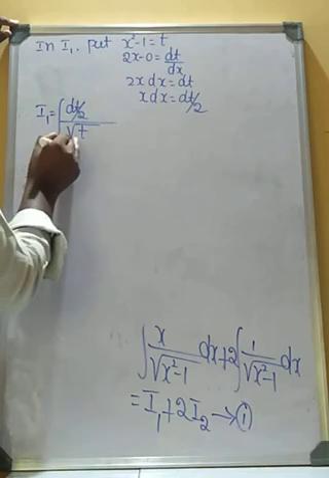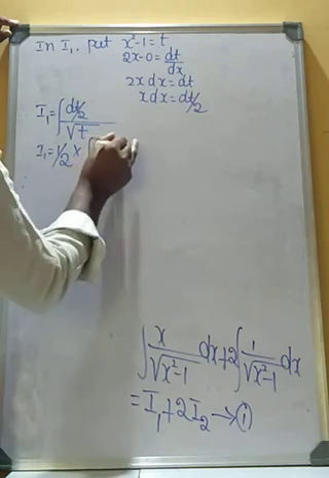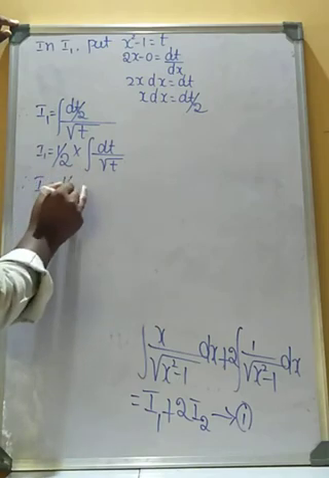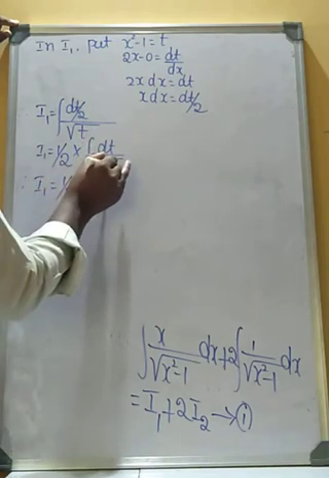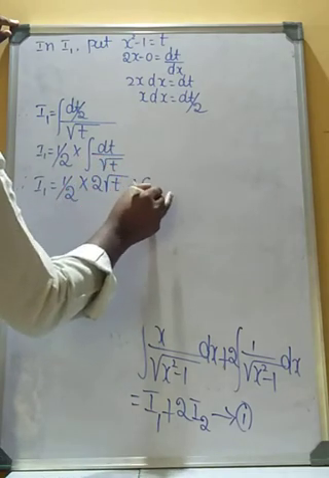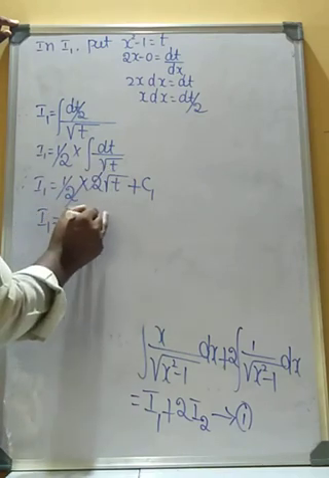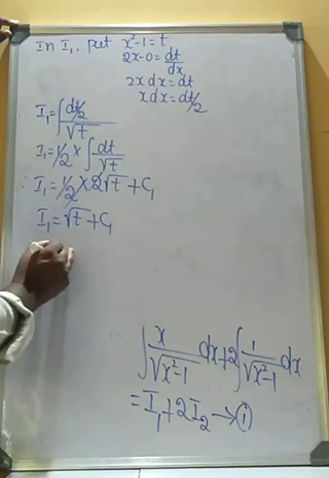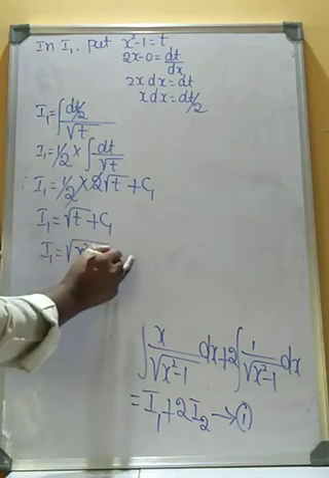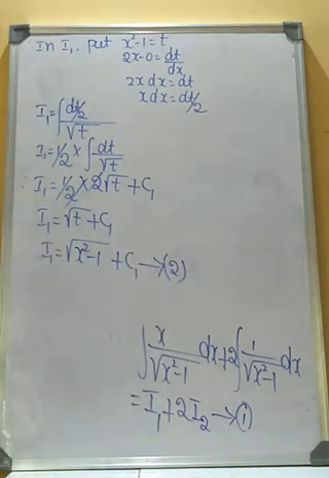Therefore I1 is equal to 1 by 2 integral of dt divided by root t. Therefore I1 is equal to 1 by 2 into the integral of dt by root t, which is 2 into root t plus c1. The 2 gets cancelled. I1 is equal to root t plus c1. Therefore I1 is equal to, what is t? t is x square minus 1, so root of x square minus 1 plus c1. So, called equation number 2.